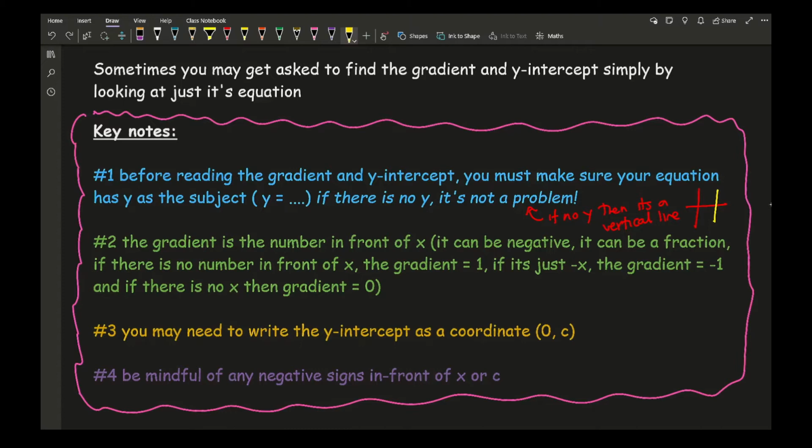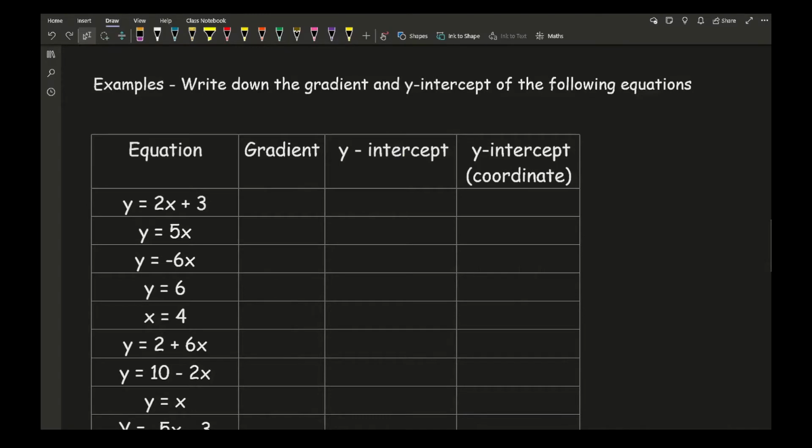And then finally, step 4, because you can have negative gradient and you can have negative y-intercepts, it's really, really important that you make yourself aware of any negative signs that are in front of the x or in front of the number that's either being added or subtracted, if there is one. So let's go into some examples.